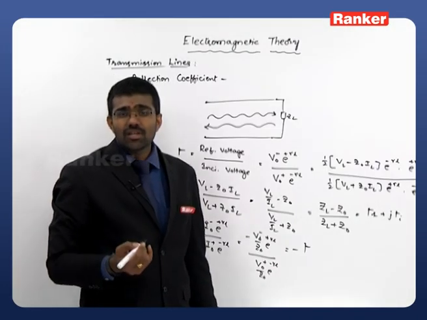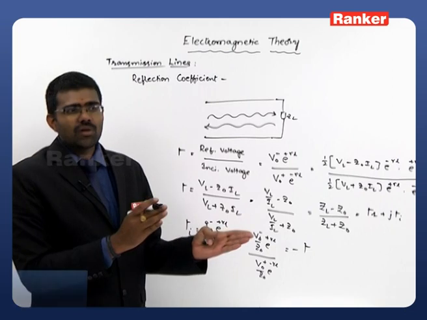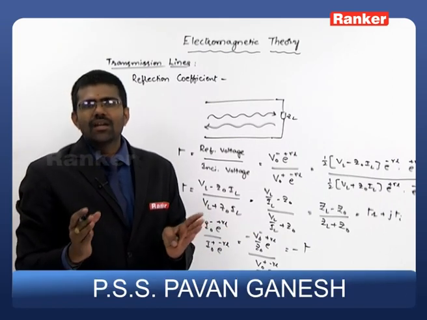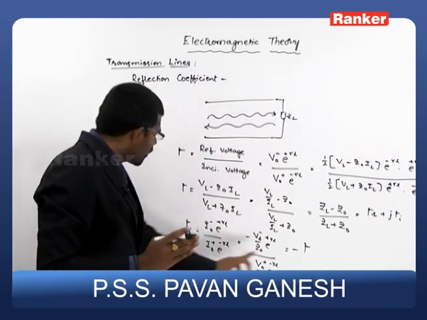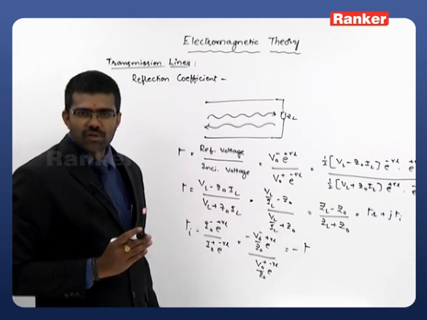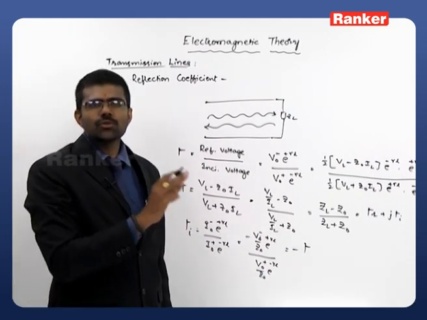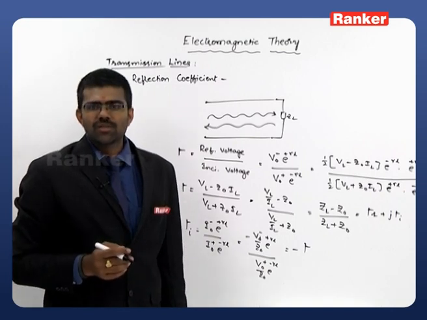So if in the examination the relation between the voltage reflection coefficient and current reflection coefficient is asked, directly you can say that voltage reflection coefficient is equal to the negative of current reflection coefficient, or current reflection coefficient is equal to the negative of voltage reflection coefficient.